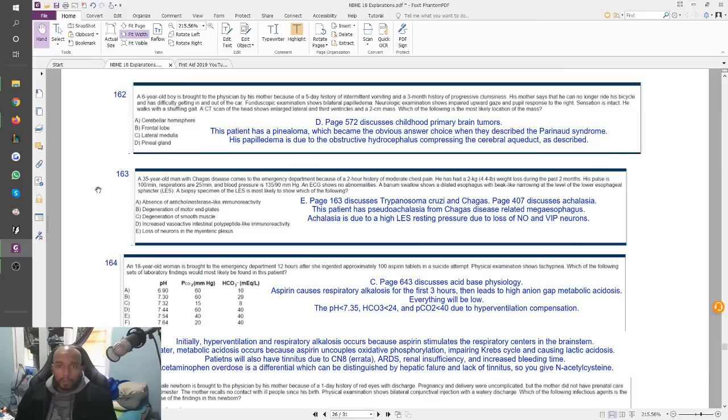Neurologic exam shows impaired upward gaze and pupil response to the right. Sensation is intact. He walks with a shuffling gait. CT scan of the head shows enlarged lateral and third ventricles and a 2-centimeter mass. Which of the following is the most likely location of the mass?